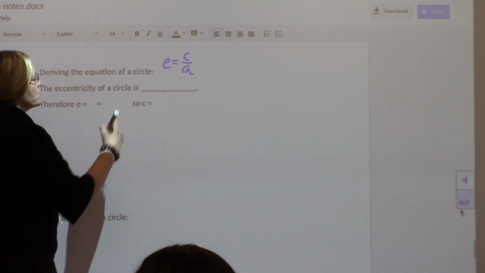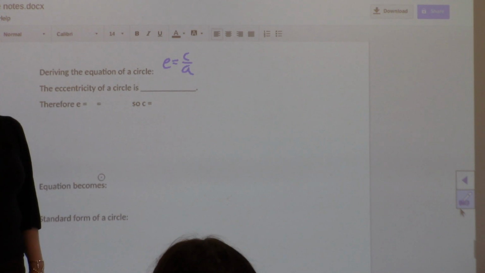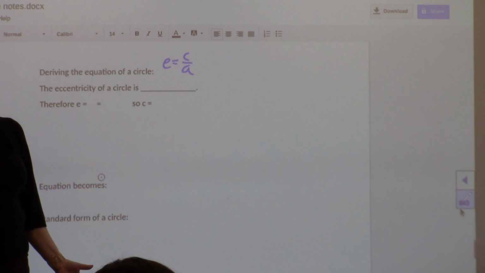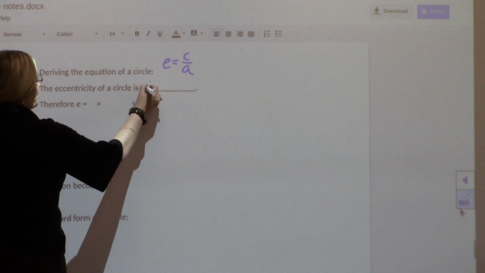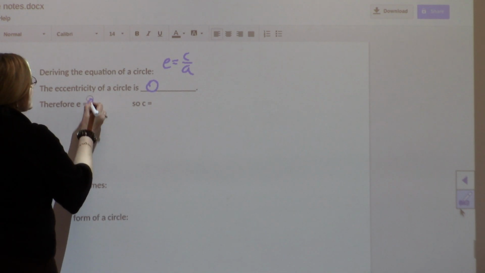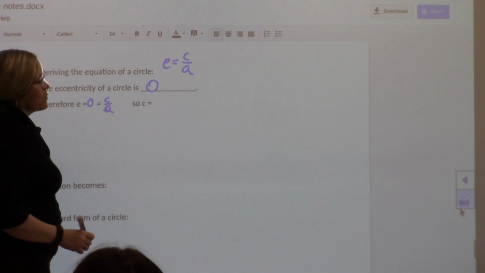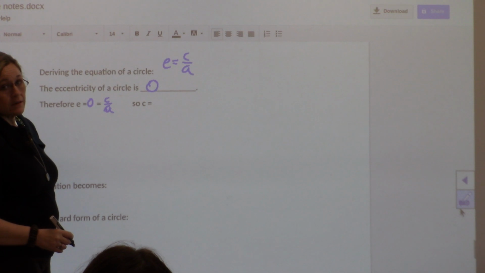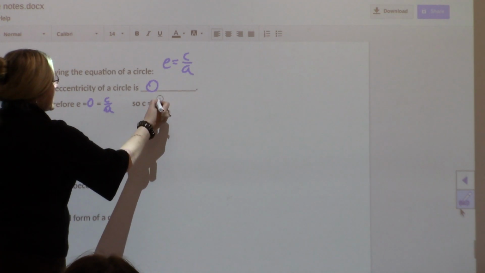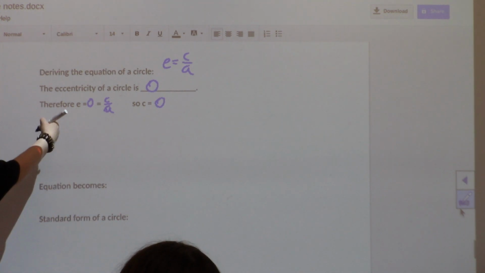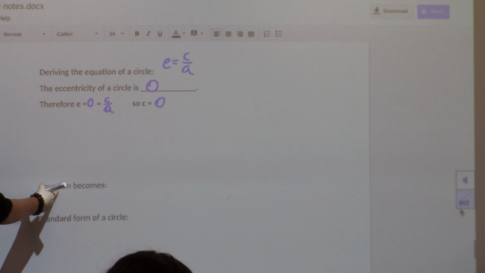And what is the eccentricity of a circle? 0. So E is 0, and 0 is C over A. That means C has to be what? Yeah, C has to be 0. That's going to help us figure out what the equation is.